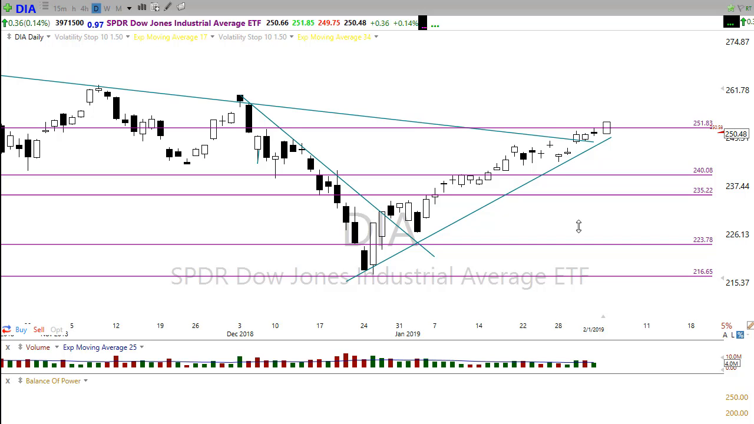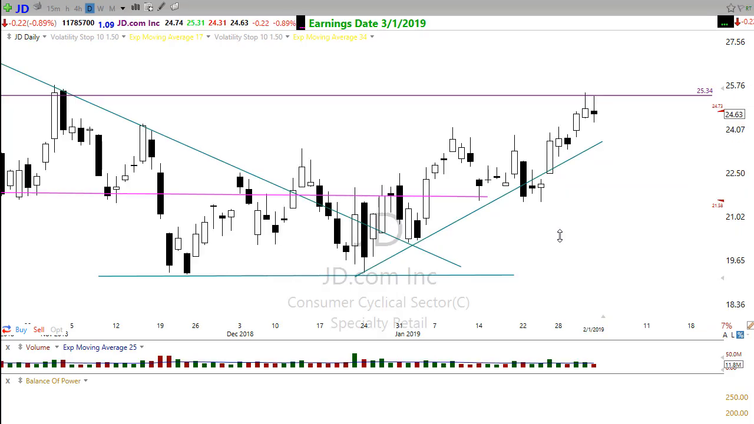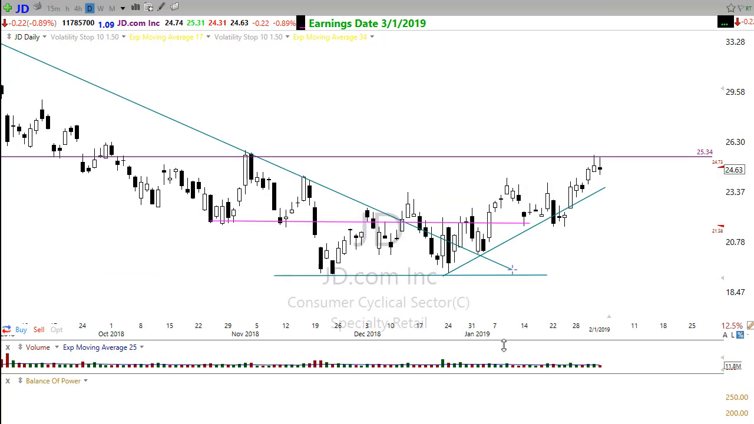I don't always hold my hedge over the weekend, no. But you guys see me hedge all the time in a trade. We bought JD right here. Okay, so what happened in this trade?